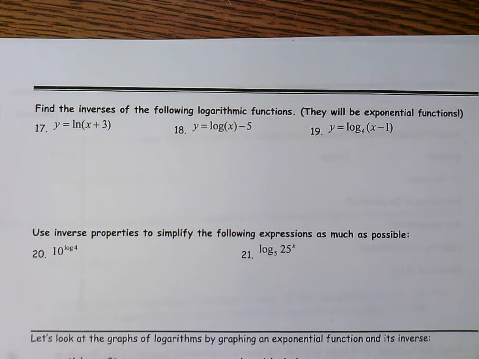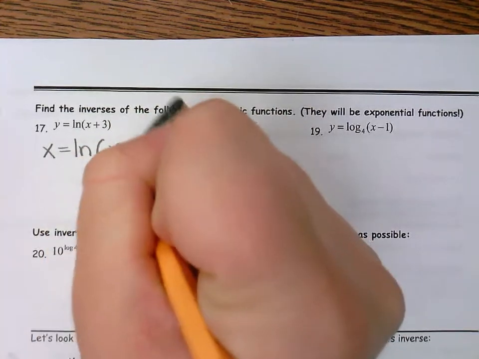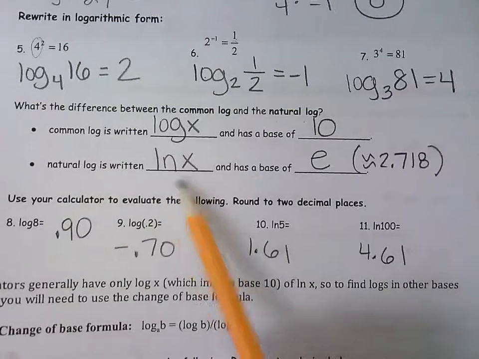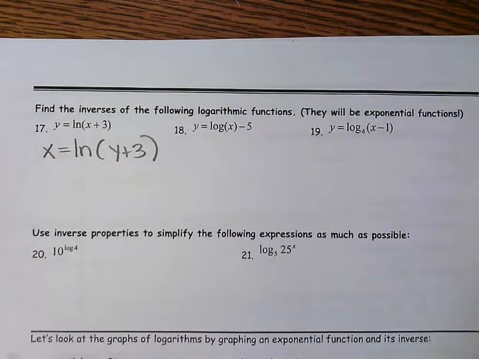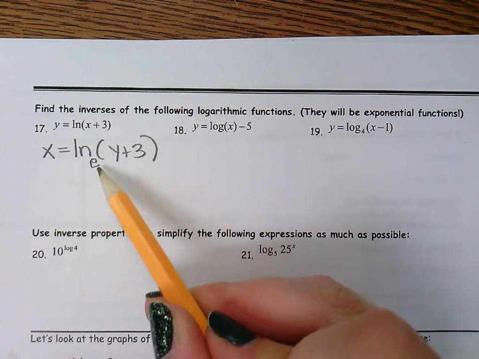So guess what? When you start with a log, this time you're going to end in exponential world. So you're going to start by switching x and y, just like I did before. So x equals the natural log of y plus 3. I need a base to work with. What base is missing from being written there? What's the base of the natural log that we said on the previous page? Right, the base of the natural log is e. So I'm just going to throw e into this expression right there for the base.